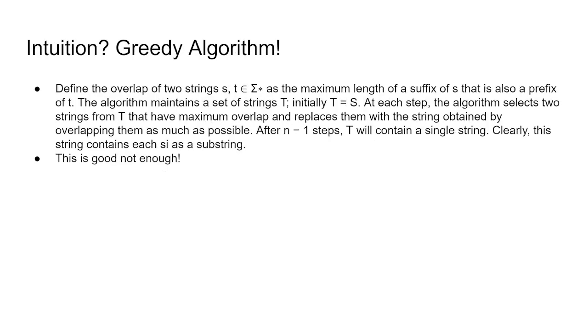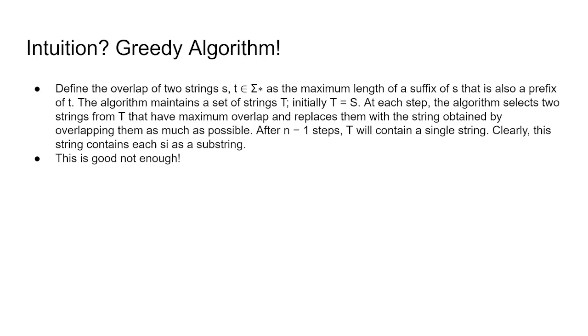So let's put the greedy algorithm into practice. So we define the overlap of two strings, S and T, as the maximum length of a suffix of the first string that is also a prefix of the second string. So for example, if we have one string ABC and the second string as BCD, then the overlap of these two strings would simply be ABCD, right? Because if we overlap them as much as possible, then BC will be the maximum overlap. So ABCD is the resulting string.